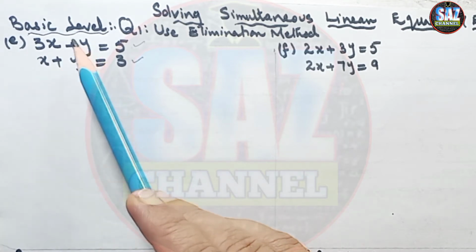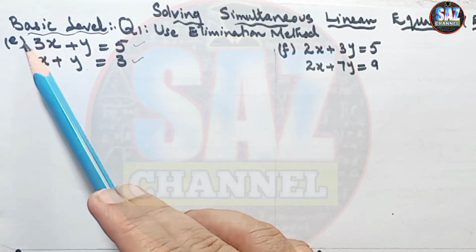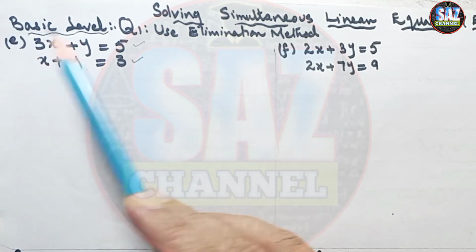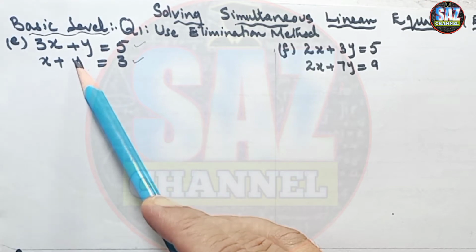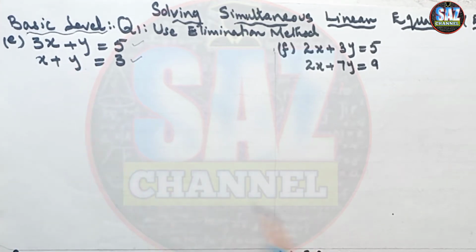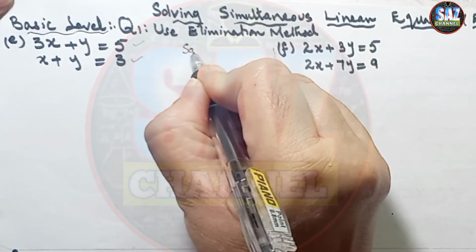Now, we are clear that coefficients are the numbers which are before the variable. Here the coefficient of y is positive 1 and the coefficient of y in the second equation is also positive 1. So, what rule are we going to apply here? Same coefficient, same sign.